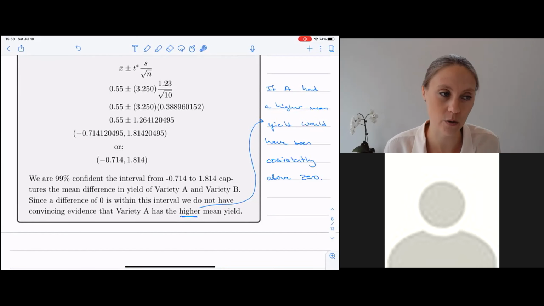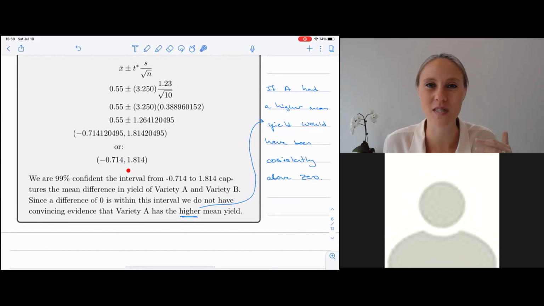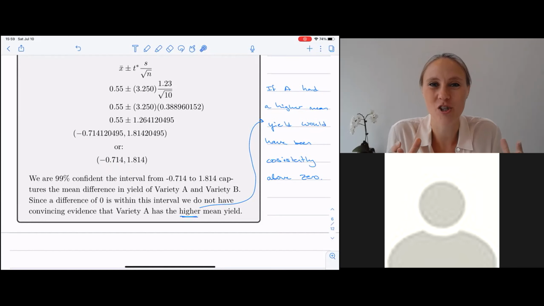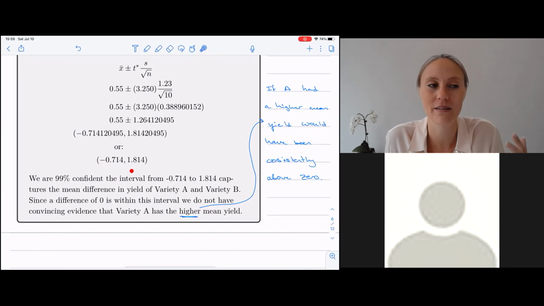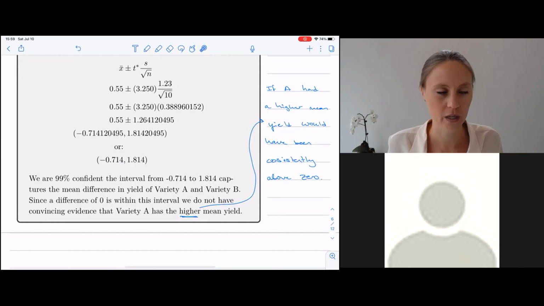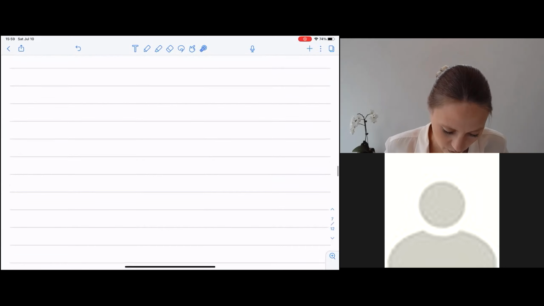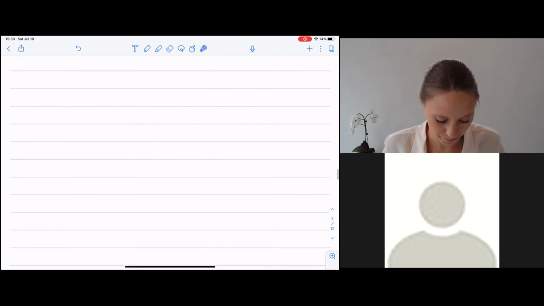So pretty cool. A benefit with the confidence interval is that sure, if there's a difference, great, good to know. But then from the confidence interval, we find out what that difference would be. Right, so pretty cool. All right, so that's paired data.